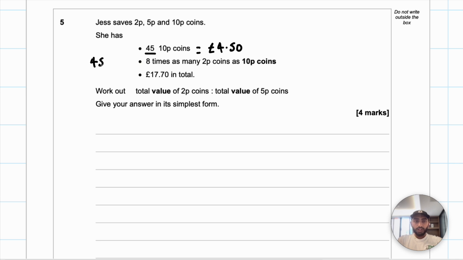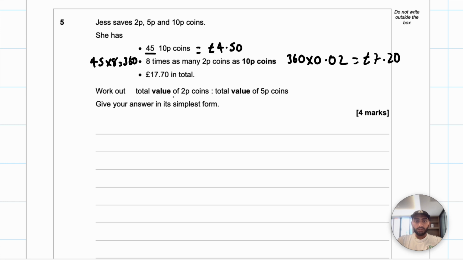So 45 times by 8. I can double this 3 times, so 90, 180 and 360. So I've got 360 2p coins. Let's just work out the total of those. So 360 times by 0.02, which is £7.20. And we know she's got £17.70 in total.